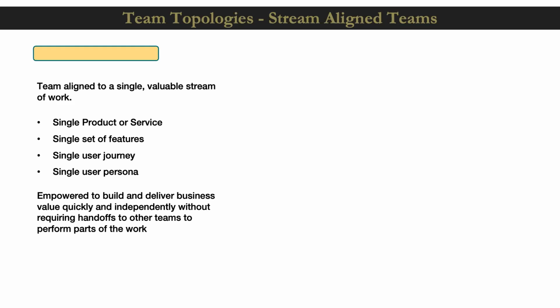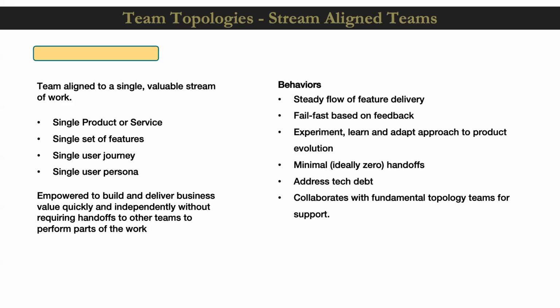So they're empowered to build and deliver business value quickly and independently without requiring handoffs to other teams to perform parts of the work. And this is the important part here. As much as possible, these are full stack teams. They don't have dependencies. In some of the behaviors, you'd see minimal handoffs, ideally 0 handoffs. They produce a steady flow of feature delivery. They fail fast based on feedback. They have an experiment, learn, and adapt approach. They're also addressing the tech debt that would originate as part and parcel of working on that software. And they collaborate with other topologies that we'll discuss.